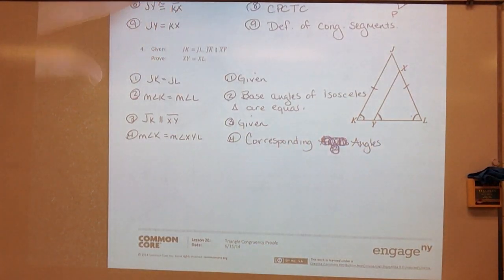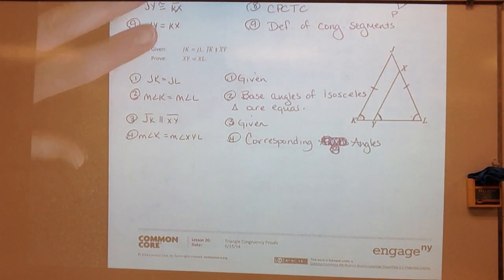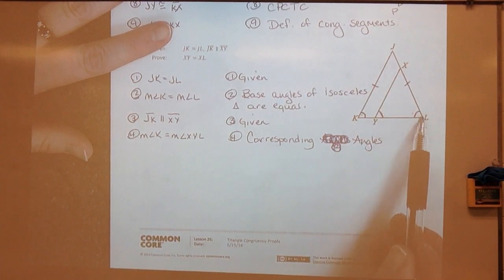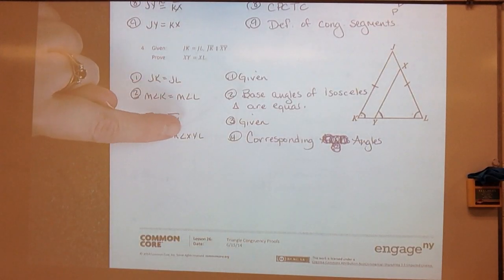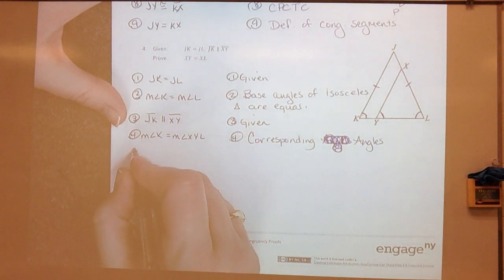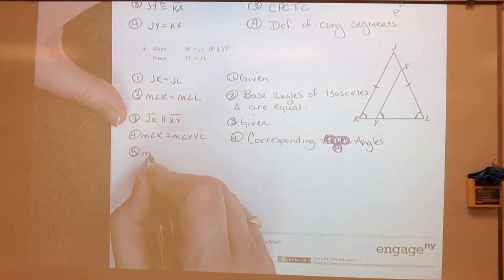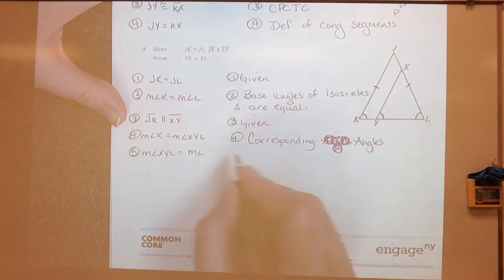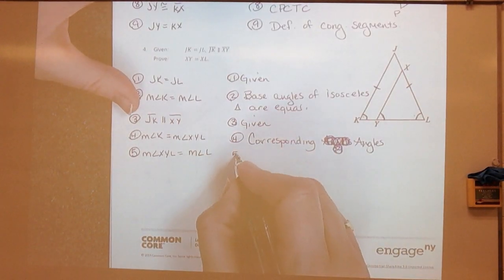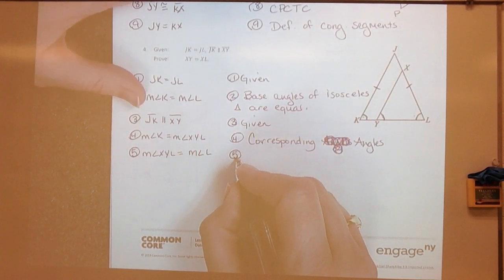Okay, so I have corresponding angles here. If that's congruent to that, then what do I know about this here? If I know they're equal, then I can also prove that the measure of angle XYL is equal to the measure of angle L by the transitive property.